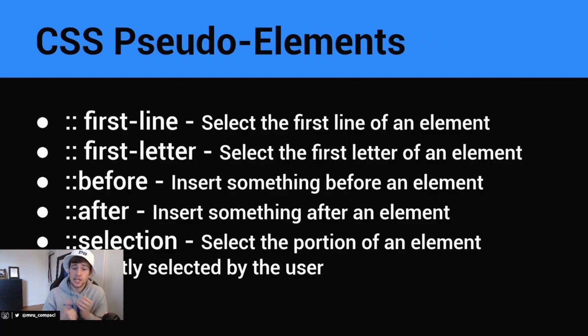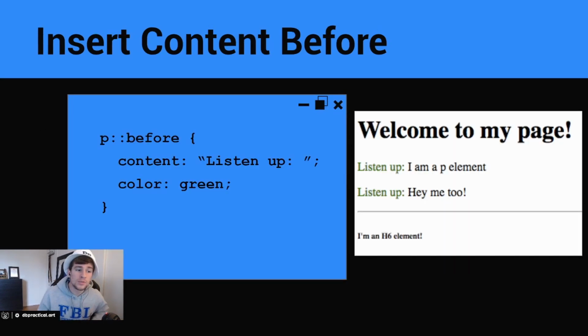Other pseudo elements: you have first line, so the whole first line of a paragraph. First letter, we'll do that example. But before, you get something before an element. After, something after an element. This might work for, like, when you're at a restaurant and you have a menu, at the top, that could be before and after. Selection selects the portion of an element currently being selected by the user. Highlight something, highlight something to copy and paste. So inserting content before, right?